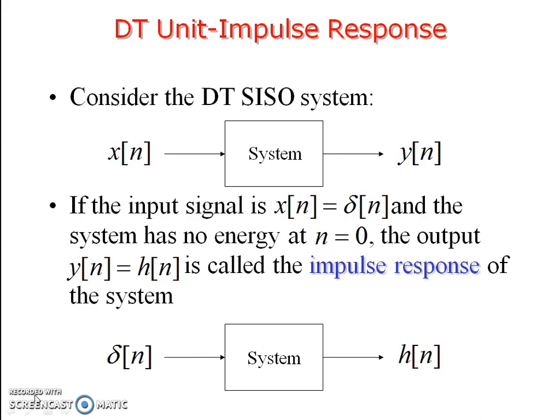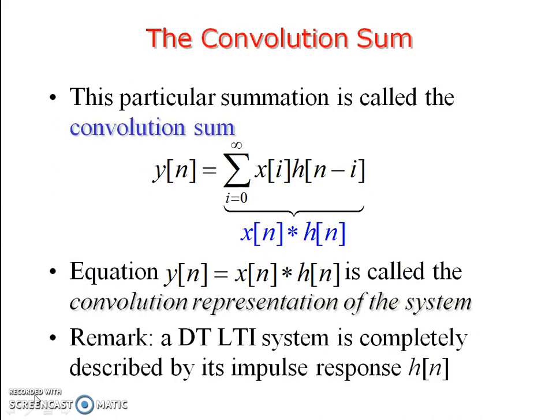So when the input is delta of n and the output is h of n, it is called the unit impulse response of that particular system. Once you know the unit impulse response of that system, we can describe its functionality by using the mathematical tool called convolution. Convolution has two types, which are convolution sum and convolution integral. Let's see the convolution sum.